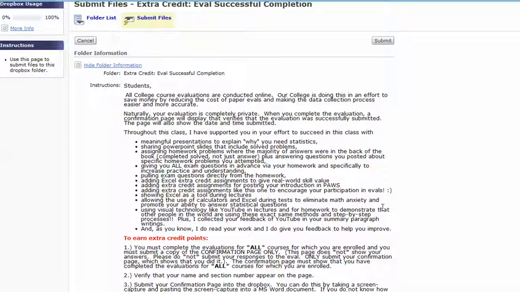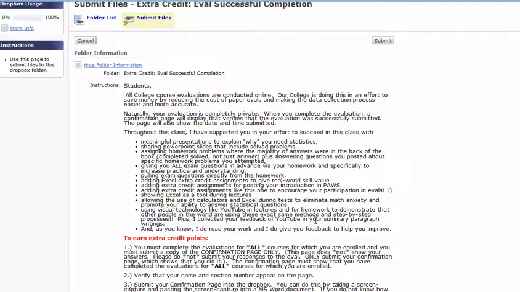I want you to complete the evaluations for all the courses that you're enrolled in. This is a short process, and your feedback is important. If you're enrolled in only one class, our class, then you complete the evaluation for our class. If you're enrolled in 5 classes, you complete the evaluation for all 5 classes. If you're in 6 classes, 4 classes, 3 classes, that's how many evaluations you have to complete.